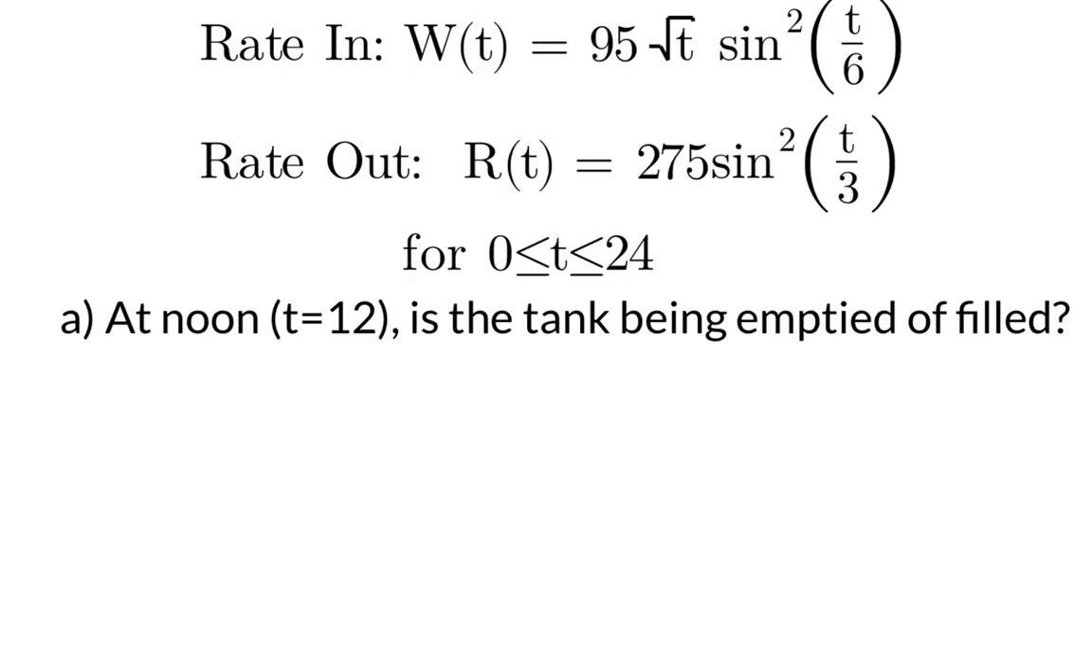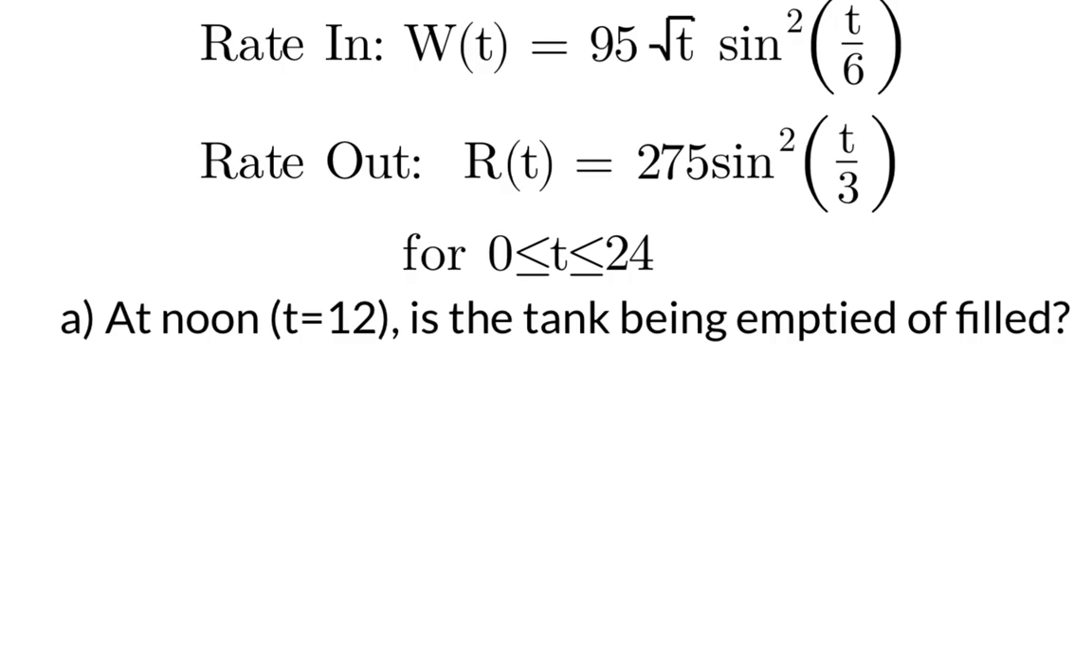into the tank at a rate of W of T equals 95 square root T times sine squared T over 6 gallons per hour. And at the same time, there's water coming out of the tank. So maybe there's a hole in it or there's a spigot or something, but the water is coming out of the tank at a rate of R of T equals 275 sine squared T over 3. This model holds true for all T from 0 to 24 hours. So within one day, these are the rates of flow of water coming in and out of this tank.